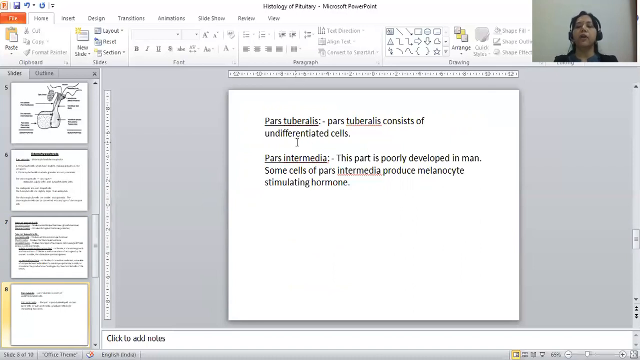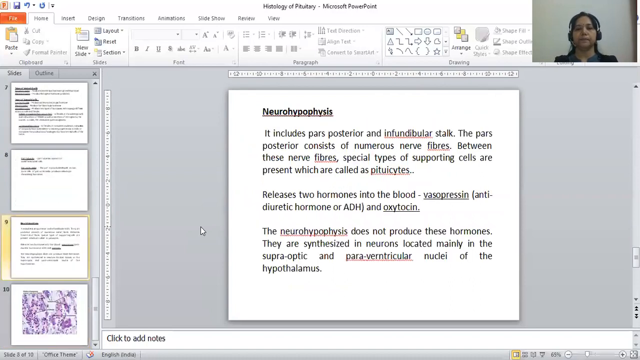Now, the second part of the adenohypophysis, pars tuberalis, is the small knob-like structure. This consists of undifferentiated cells. Pars intermedia is the small part between the anterior pituitary and posterior pituitary. It is not that developed in man, and some cells can produce melanocyte stimulating hormone, MSH they are called, which is concerned with the complexion or melanin production.